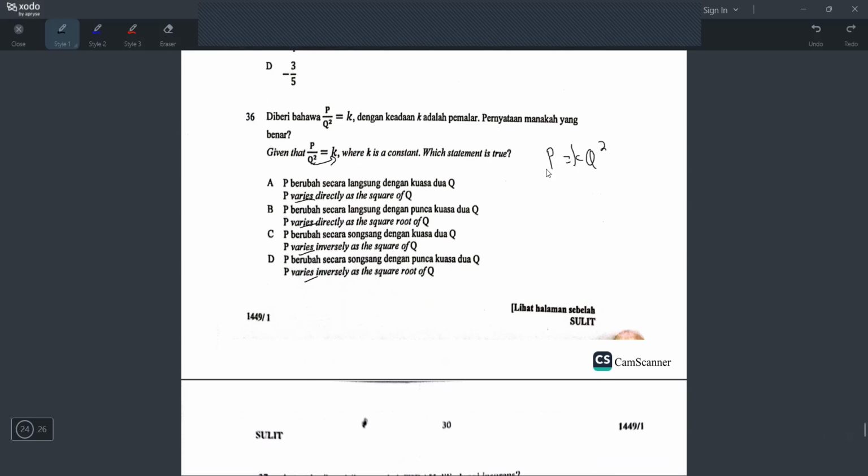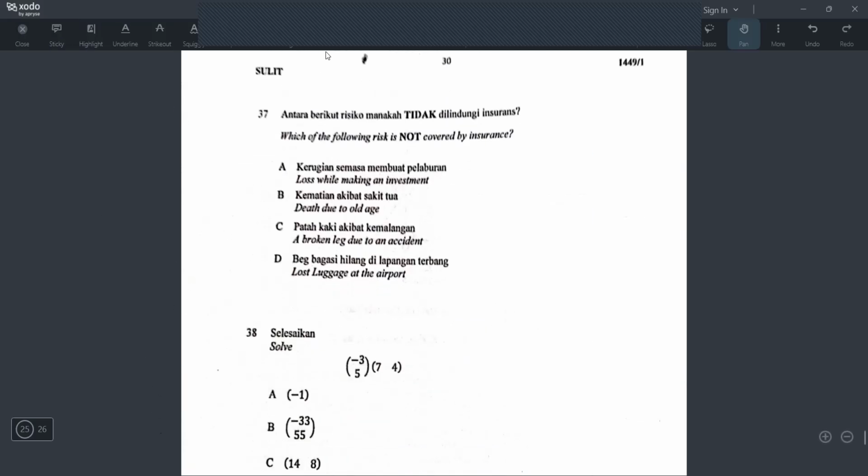So definitely it's P varies directly as Q square. It means like this, right? This is the symbol for relationship, okay? So inversely is wrong, directly, A is the answer. B cannot, because they say square root. Okay, this is square, not square root. Right? Done.